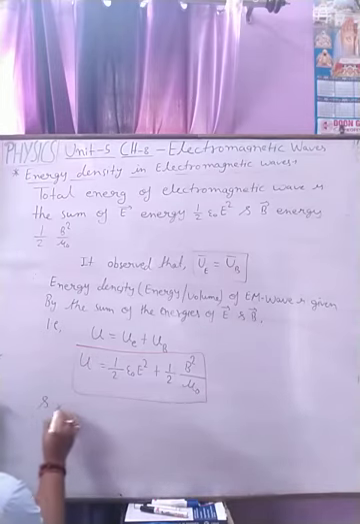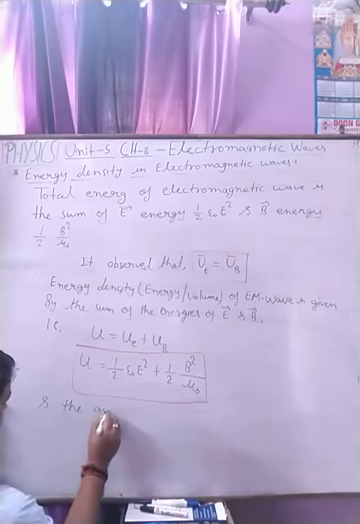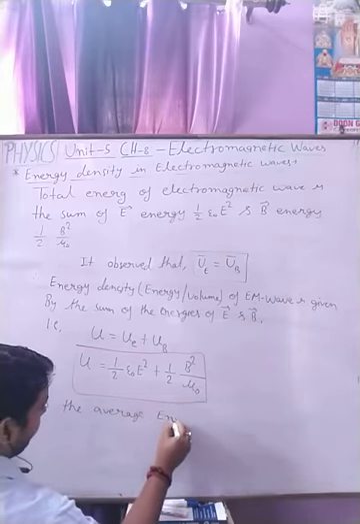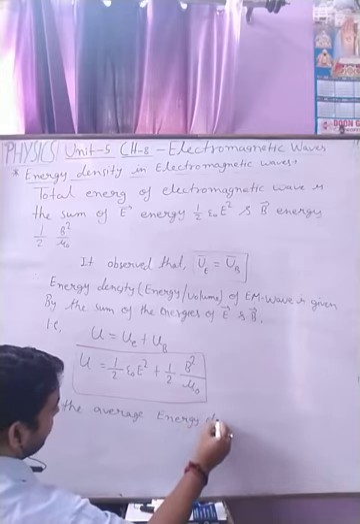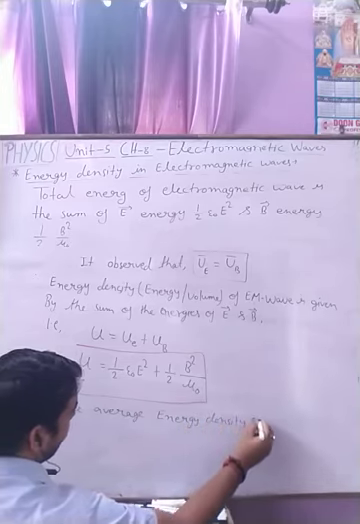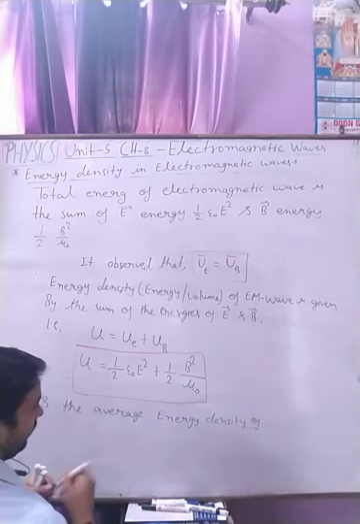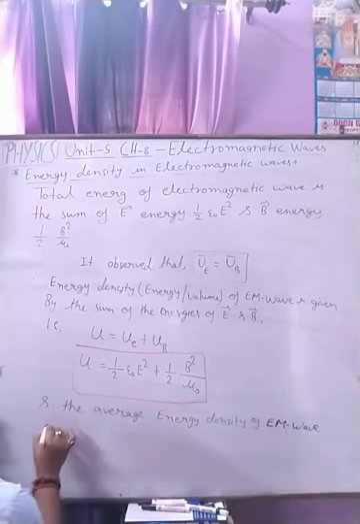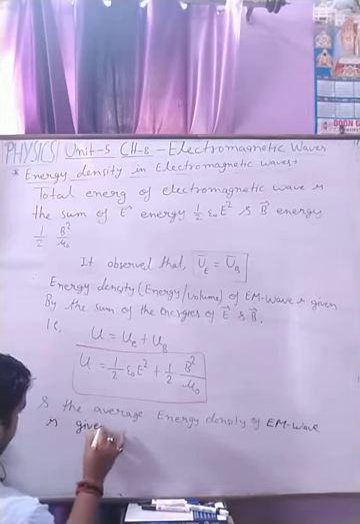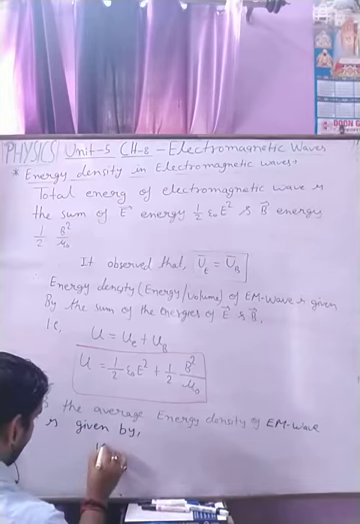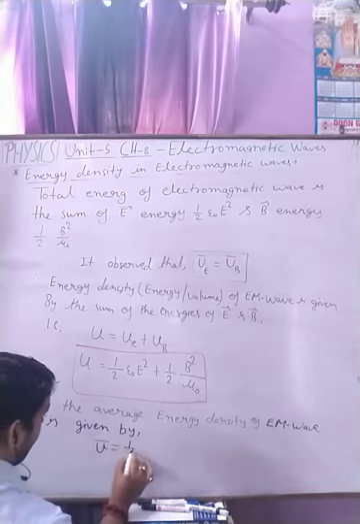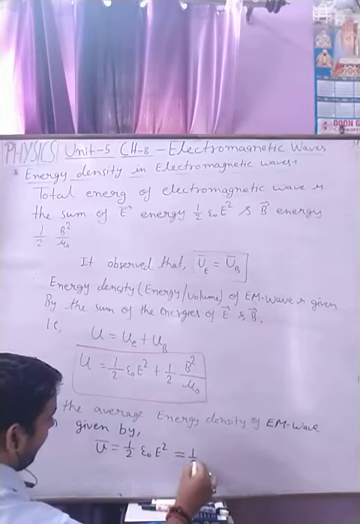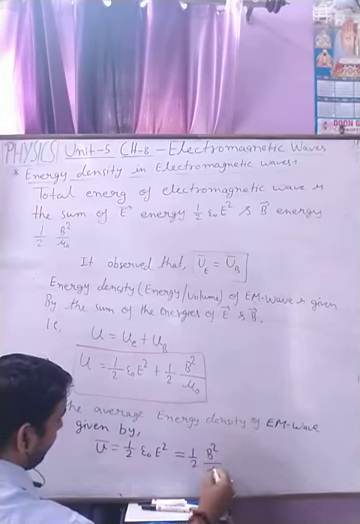And the average energy density of EM wave is given by half epsilon naught E square or equal to half B square upon mu naught.